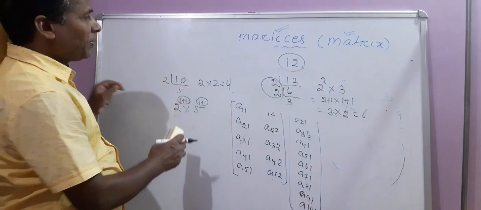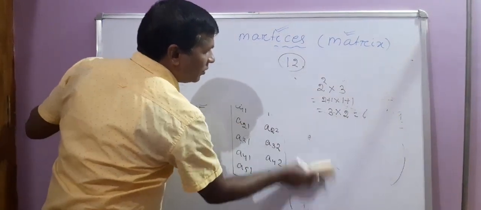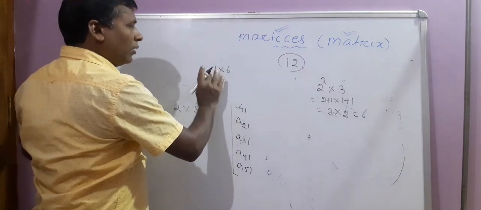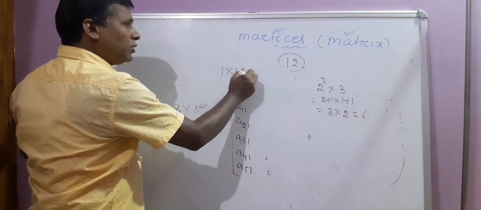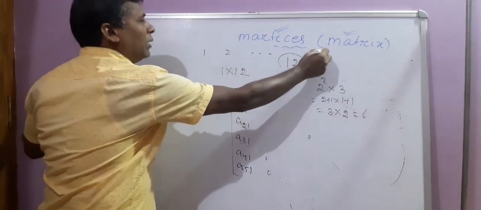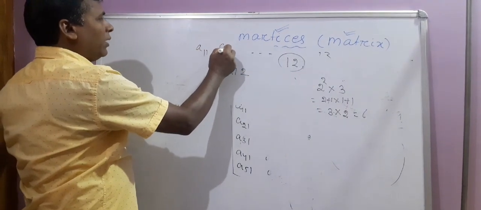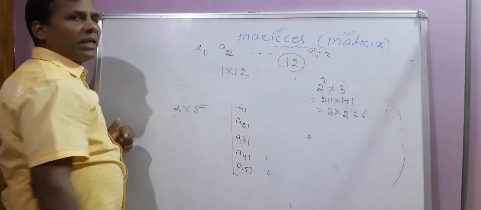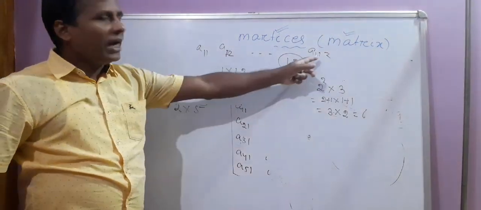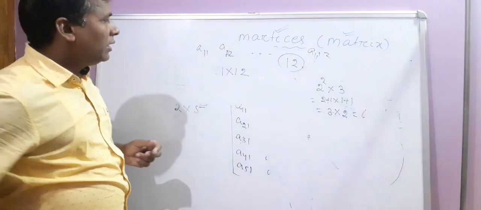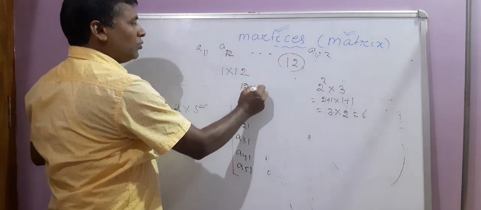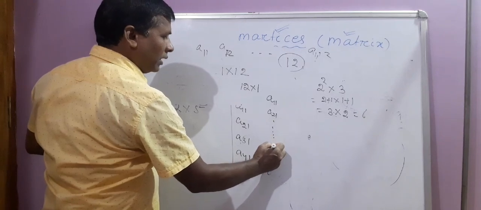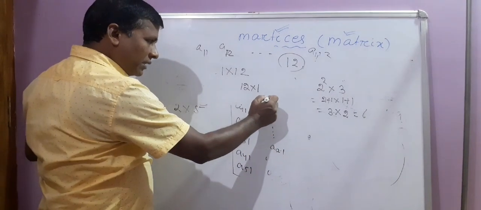Just like this, another case, 1 cross 12, 1 row and 12 columns. Suppose 1, 2, 3 up to 12, that is A11, A12, up to A112. This is one kind of arrangement, 1 row and 12 columns. Another order is 12 cross 1, just like A11, A21, up to A121.